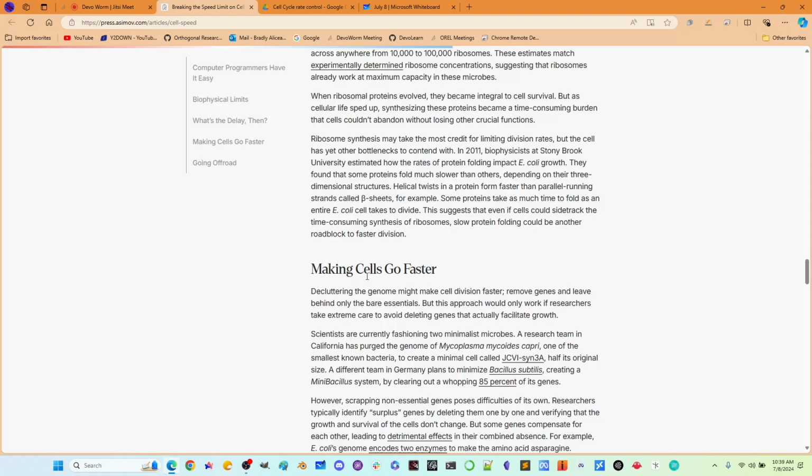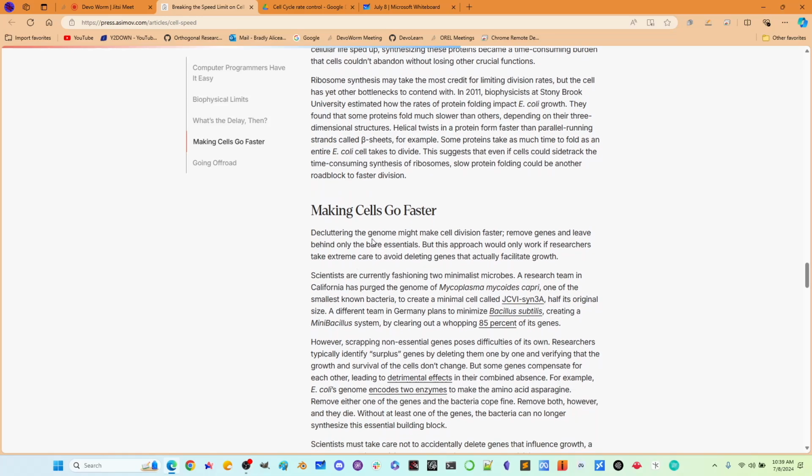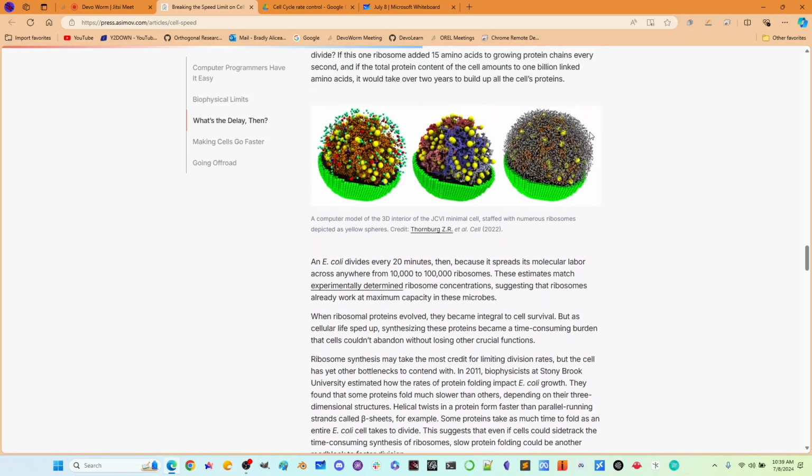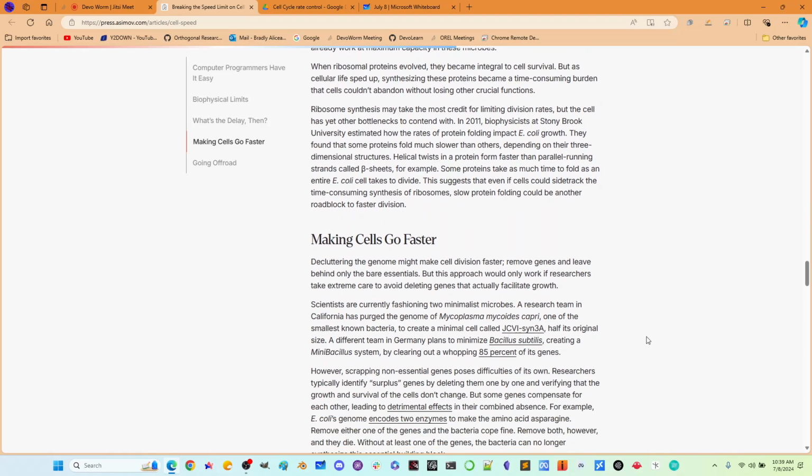So finally, we can ask the question, how do we make cells go faster? So decluttering the genome is one answer. We can just remove all the extraneous genes and leave behind only the bare essentials. So we have these what we call minimalist microbes, and these are these minimal genomes. So there's the GCVI SYN3A, which is the one that we just saw with the minimal cell here. This is based on this kind of minimal genome. And that minimal cell is half of the original size of the genome.